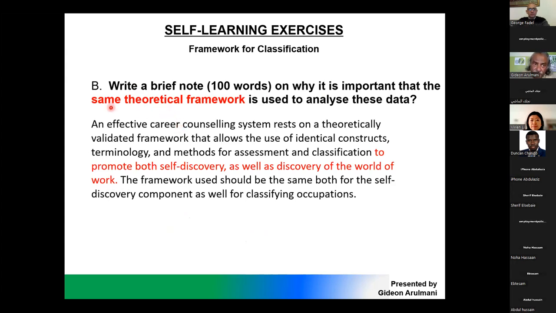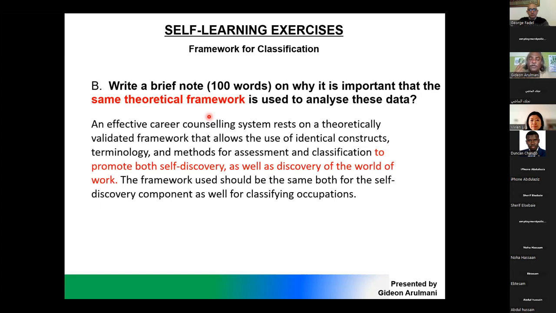And I've said here, we need to have the same theoretical framework to analyze both the individual and the world of work information. In my experience, it's very common, particularly if career guidance takes a psychological approach, that you have a psychological theory that helps the client analyze herself: my talents, my interests. And then when it comes to the world of work, there is a different theory. If we want something that works together, we need the same theoretical framework.